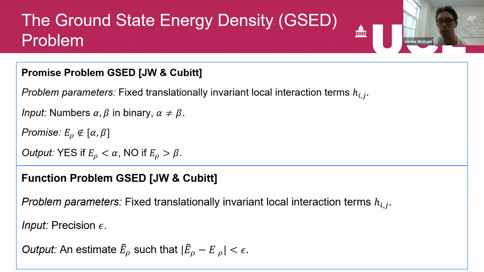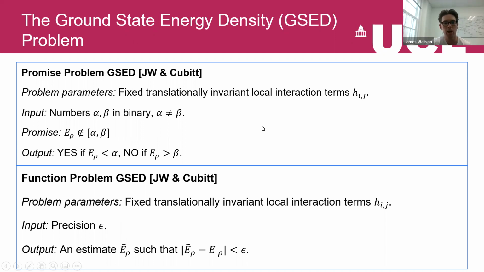An alternative formulation is the function problem version, in which the local Hamiltonian terms are fixed. These local interaction terms describing the physics of the system are fixed. And I ask for an estimate of the ground state energy density to some precision epsilon. And I get out an estimate which is within precision epsilon.